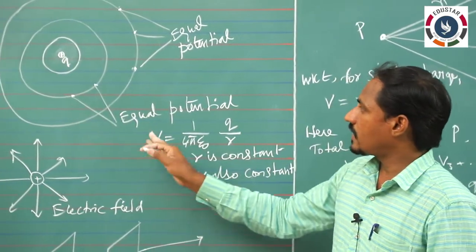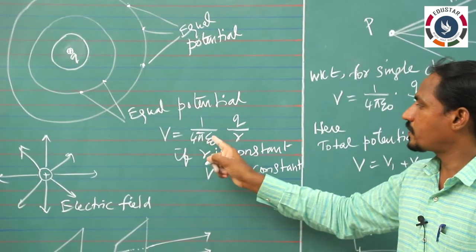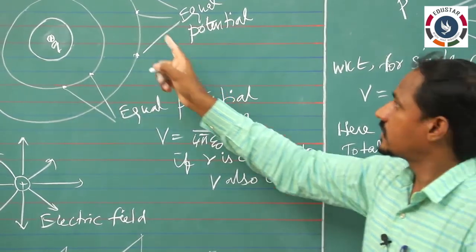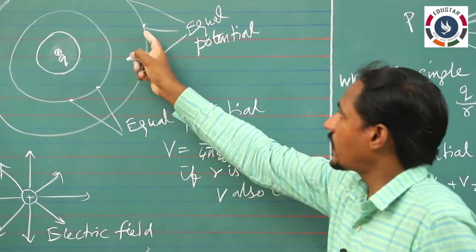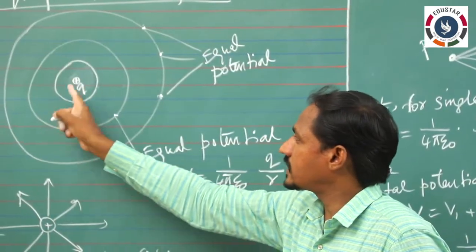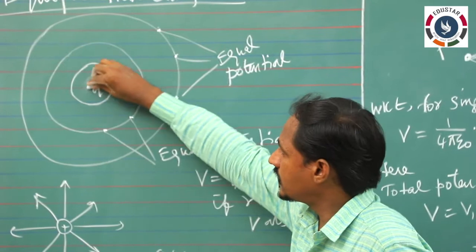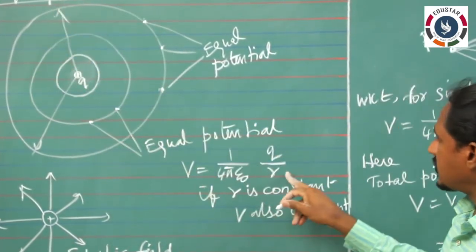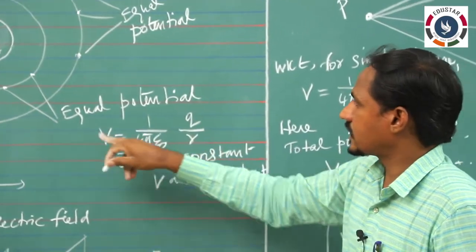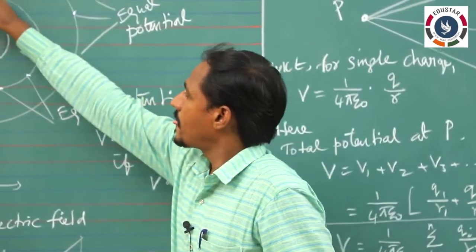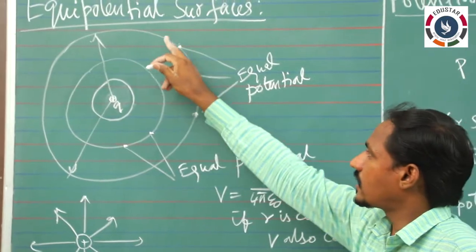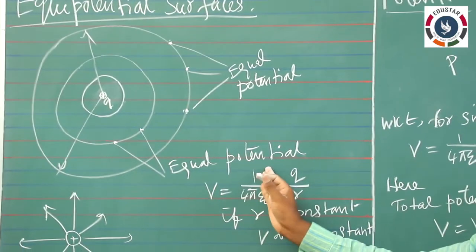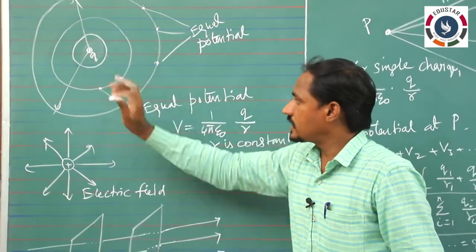We know the formula for potential, V equals 1 by 4 pi epsilon naught Q by R. If R is constant, if you consider this surface, all points are at the same distance from the center. So, if R is constant, then V is also constant. That is why we say the points on the surface will be at constant potential and they are called equipotential surfaces. So, this is for plus Q single charge.